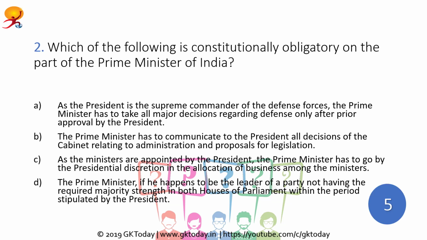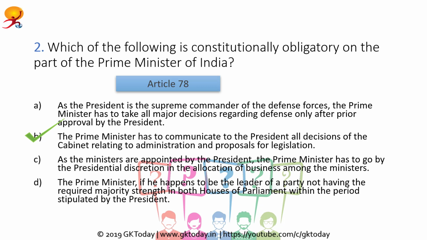Which of the following is constitutionally obligatory on the part of the Prime Minister of India? And your time starts now. And among the given options, correct answer is option B. The Prime Minister has to communicate to the President all decisions of the Cabinet relating to administration and proposals for legislation. This is enshrined in Article 78 of the Constitution.